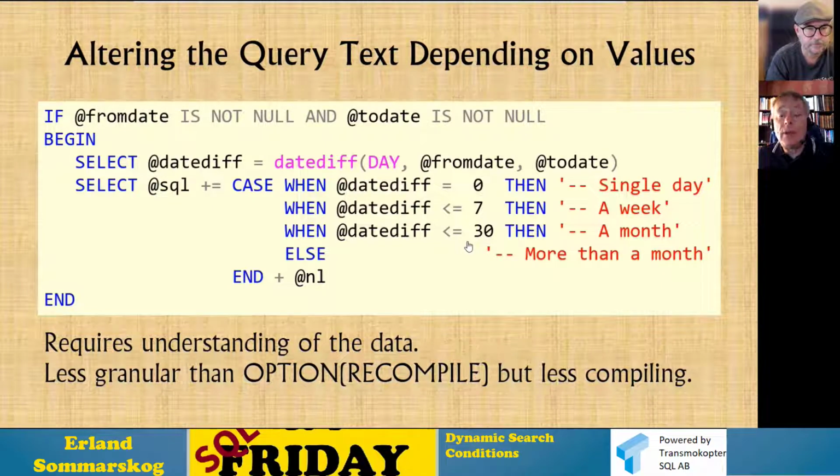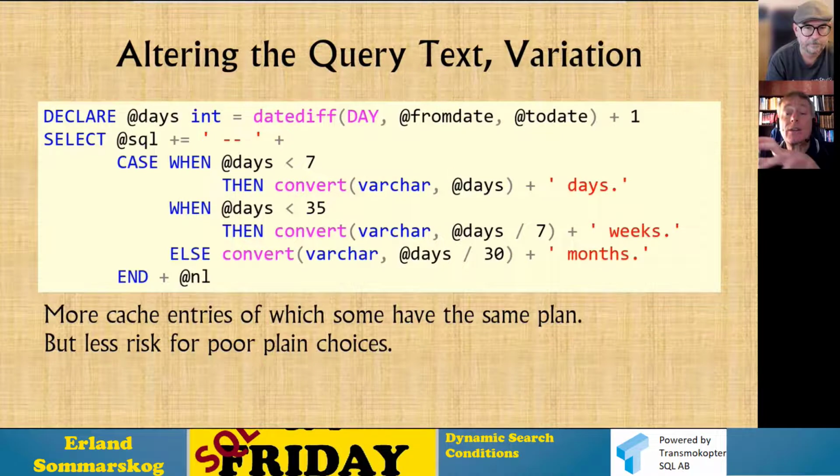Here is a little more elaborate example that creates more plans, and it's a different way of doing this. I'm again taking the number of days of the interval, and if it's up to 7 days, I'm going to add a comment saying it's 1, 2, 3, 4, 6 days. So for up to 7 days, there will be one plan for 1 day, for 2 days, etc. Then up to 35, I'm going to do it per weeks, and then beyond that for months.